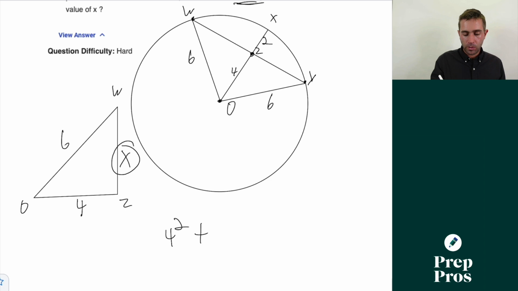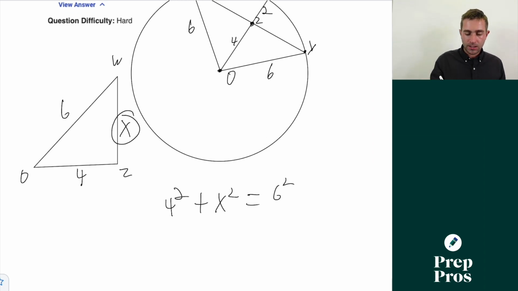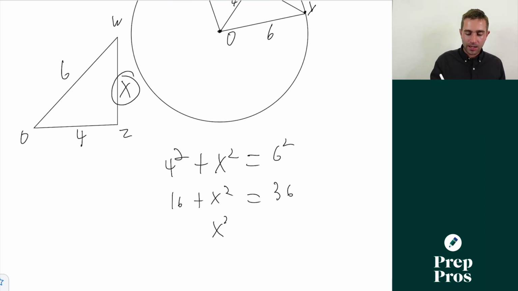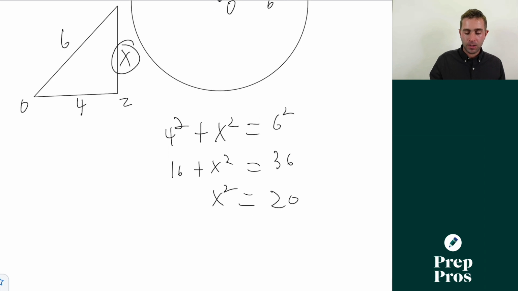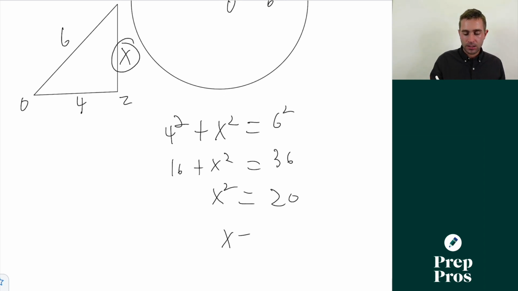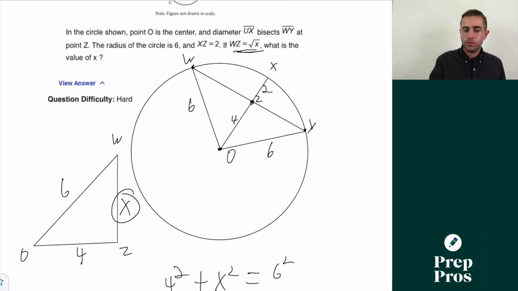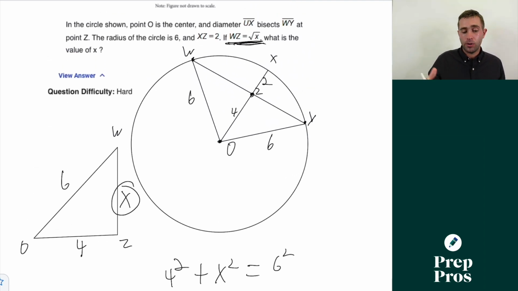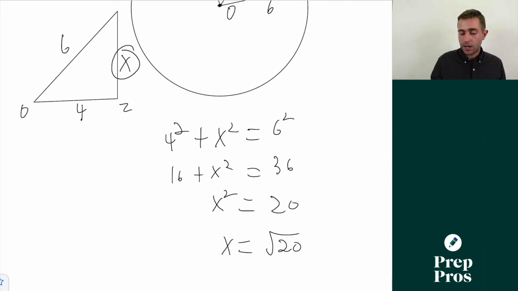We're doing 4 squared plus x squared equals 6 squared. So that's going to give us 16 plus, not 16x, 16 plus x squared equals 36. That means that x squared is going to equal 20. Therefore, x is going to equal the square root of 20. I want to make sure that's what we were solving for. Yep, we were looking for WZ is equal to the square root of x. So WZ, which I put in as x, is equal to the square root of 20. So our correct answer here is going to be 20.